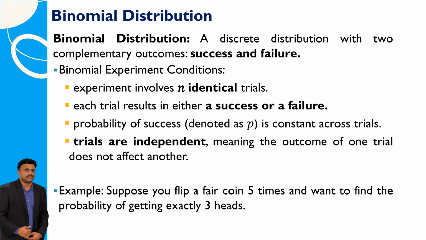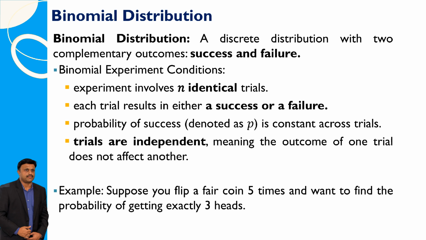The binomial distribution is a discrete distribution characterized by two possible outcomes, success and failure. It applies to experiments with n identical trials where each trial results in either success or failure. The probability of success remains constant across trials, and the trials are independent of each other. For example, it can be used to find the probability of getting exactly 3 heads when flipping a fair coin 5 times.